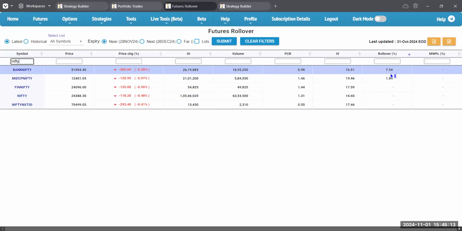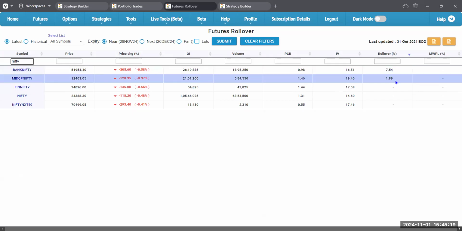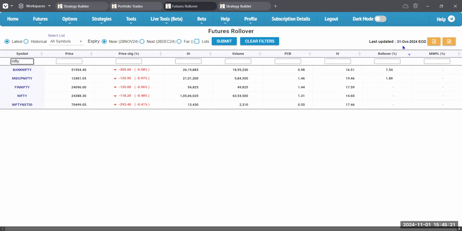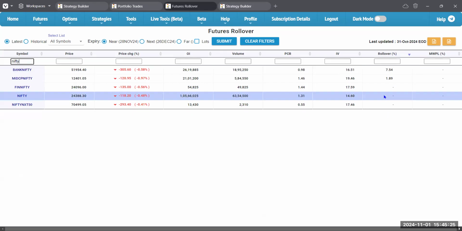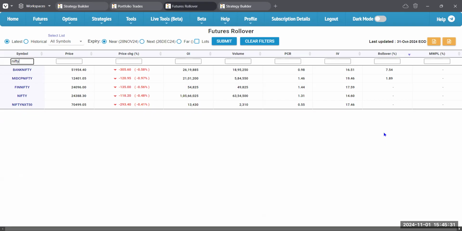This is for the last trading day, because only one day has passed since expiry. I have a couple of screenshots of the previous month as well, because I do monitor futures rollovers. So it is from the previous expiry until now.